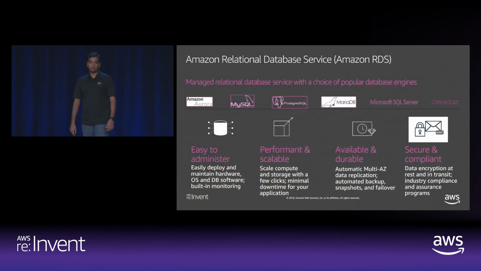So really quickly, RDS is a managed database service. It makes it easy to provision and run relational databases in the cloud. And we support six relational engines, starting with Aurora, which has the Postgres and MySQL variants. We have open source engines, Postgres, MariaDB, and MySQL, and the commercial engines, SQL Server and Oracle.